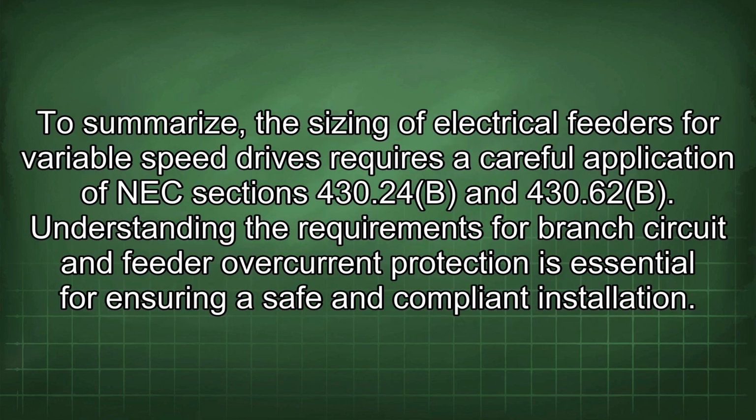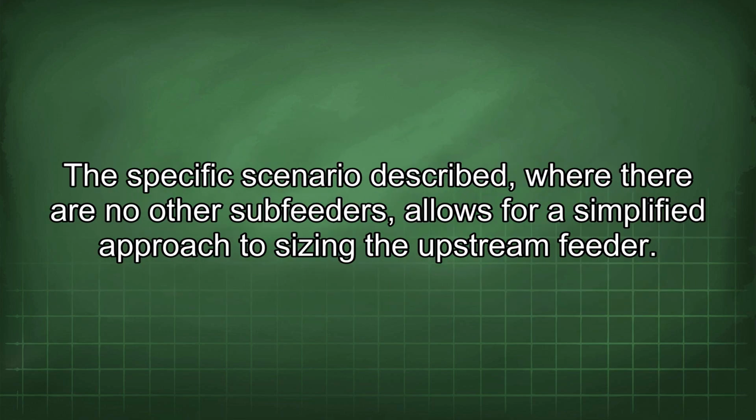To summarize, the sizing of electrical feeders for variable speed drives requires a careful application of NEC sections 430.24(b) and 430.62(b). Understanding the requirements for branch circuit and feeder overcurrent protection is essential for ensuring a safe and compliant installation. The specific scenario described, where there are no other sub-feeders, allows for a simplified approach to sizing the upstream feeder.